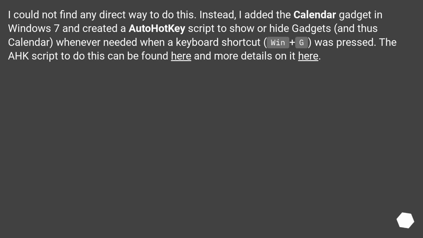I could not find any direct way to do this. Instead, I added the calendar gadget in Windows 7 and created an AutoHotkey script to show or hide gadgets, and thus the calendar, whenever needed when a keyboard shortcut, Win+G, was pressed. The AHK script to do this can be found here and more details on it here.